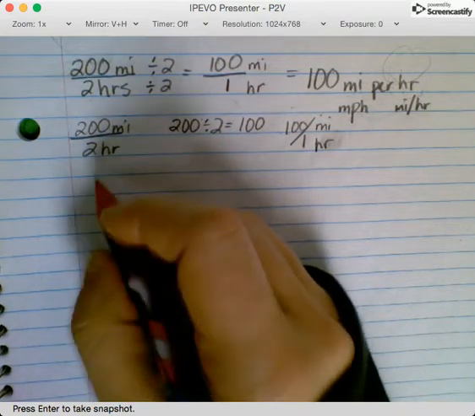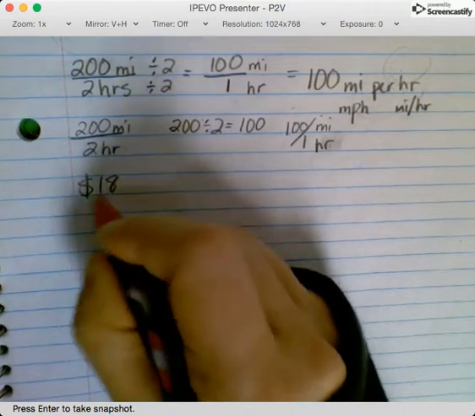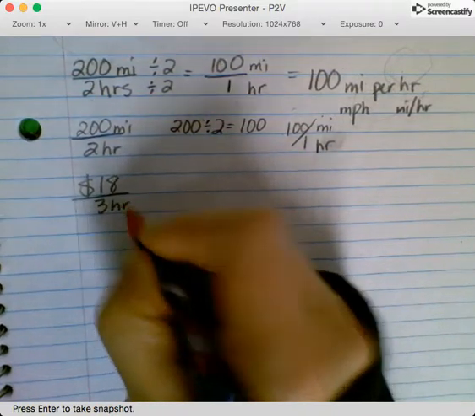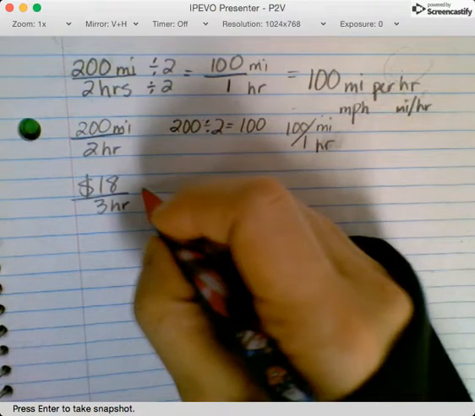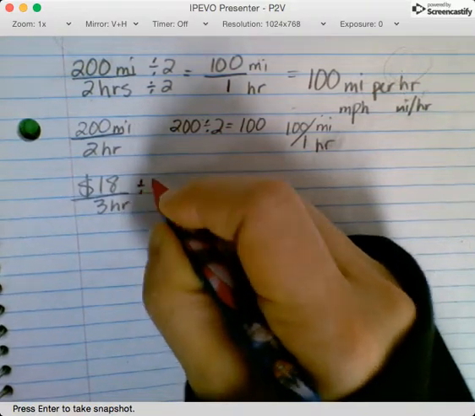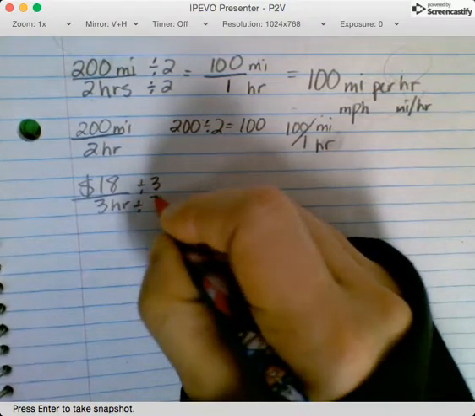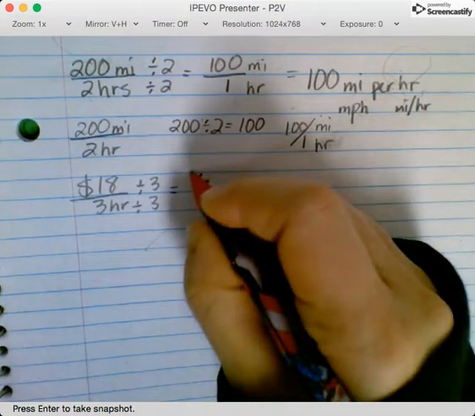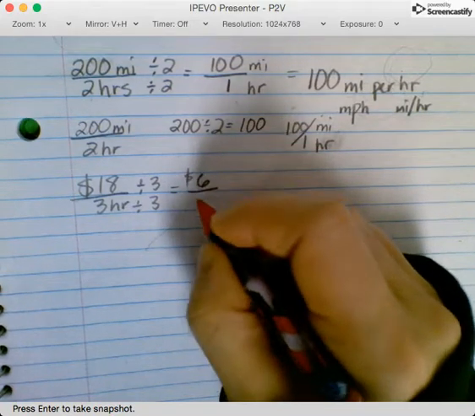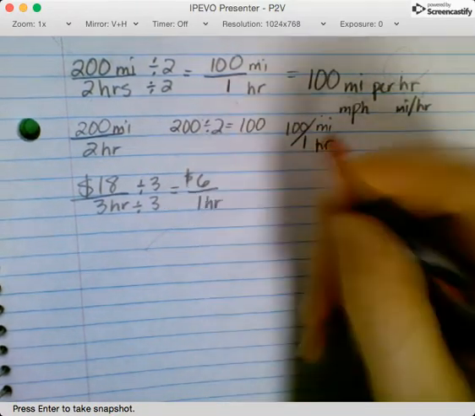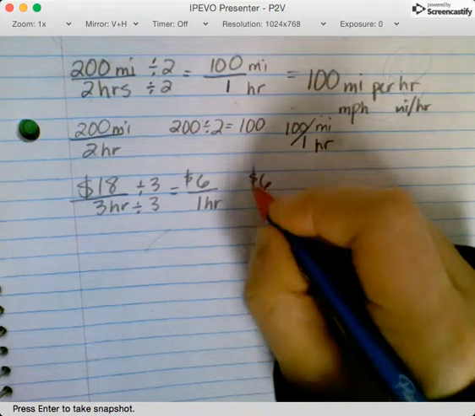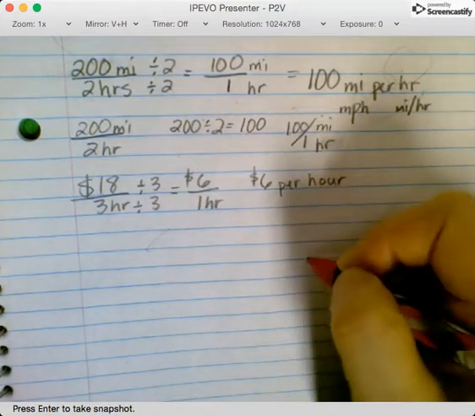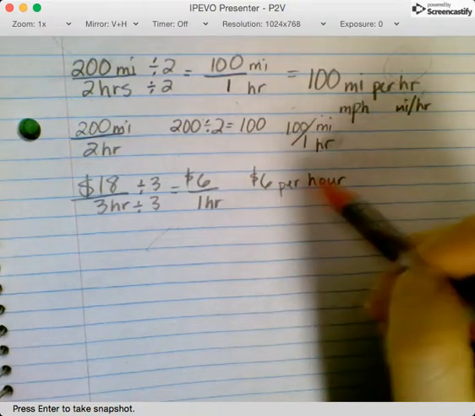Another example, I have $18 that I make in 3 hours. How much did I make in 1 hour? If I divide the top and the bottom both by 3, 18 divided by 3 is 6. And 3 divided by 3 is 1. So we have $6 per hour. Okay, so I could put it out like this, or I could put it like this.